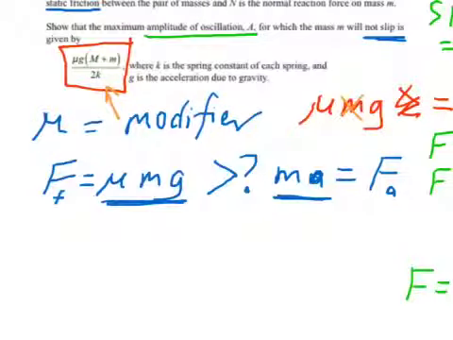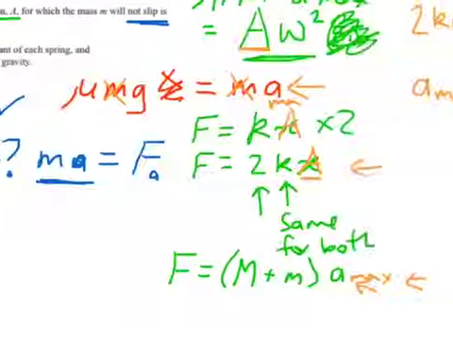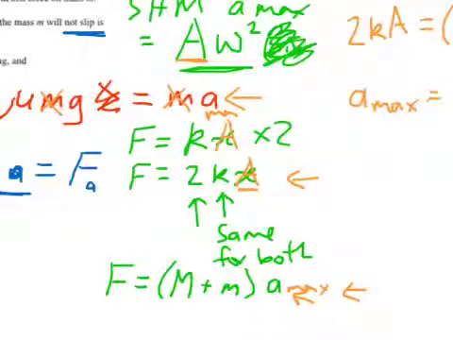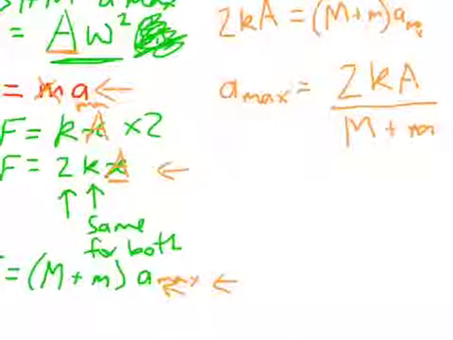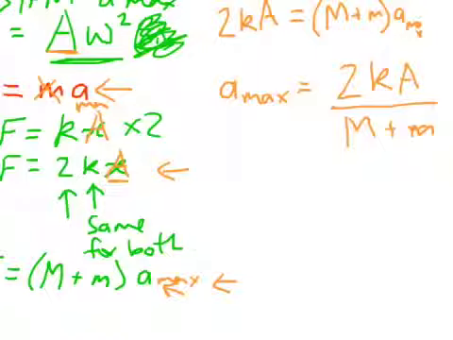So we want to get rid of the capital A, and we also want to draw, well, we don't need to draw the mu g because that's already in that part of it, but we can get rid of the capital A by dealing with omega. So remember, A max, the amplitude max, that is, capital A max, is also equal to A omega squared. That's this part up here.